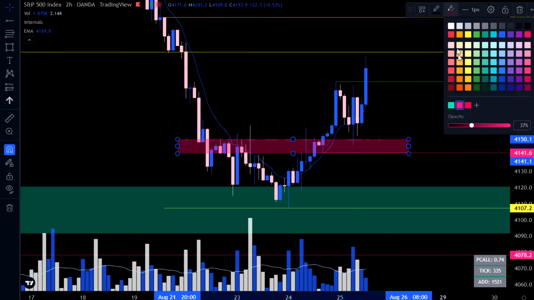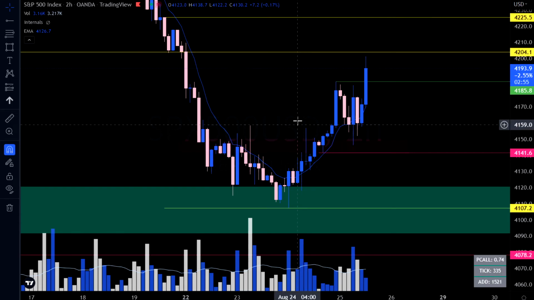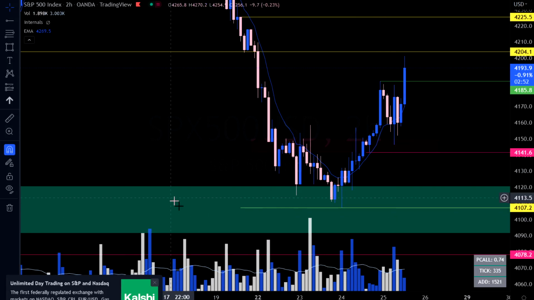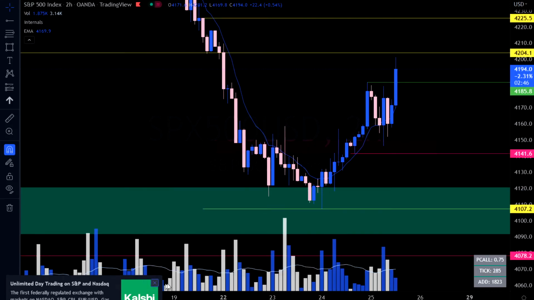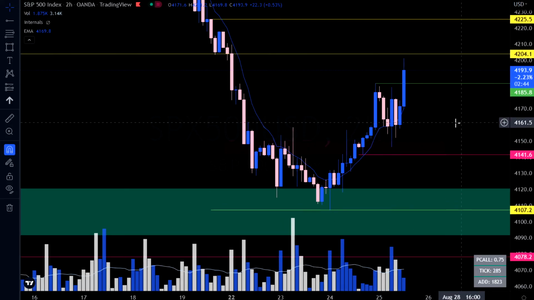Then this you can say is a zone. So I want to highlight that, but I'm not going to make it too bright because it hasn't been a super notable zone like a weekly zone would be. It's more like an intraday zone, so it's going to be lighter, but it's still going to pop up on the chart when I'm looking at that area.